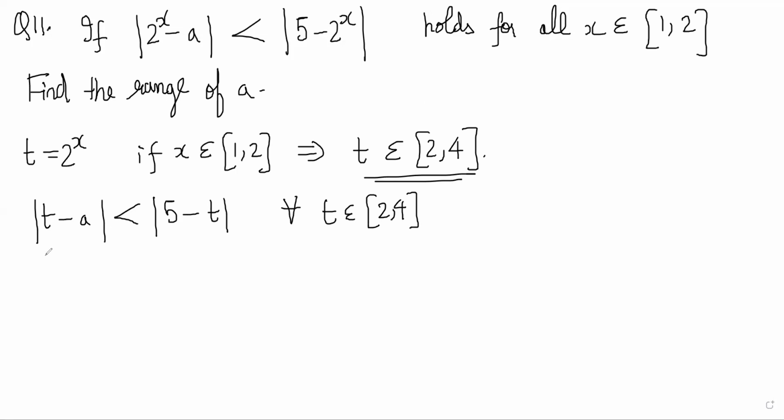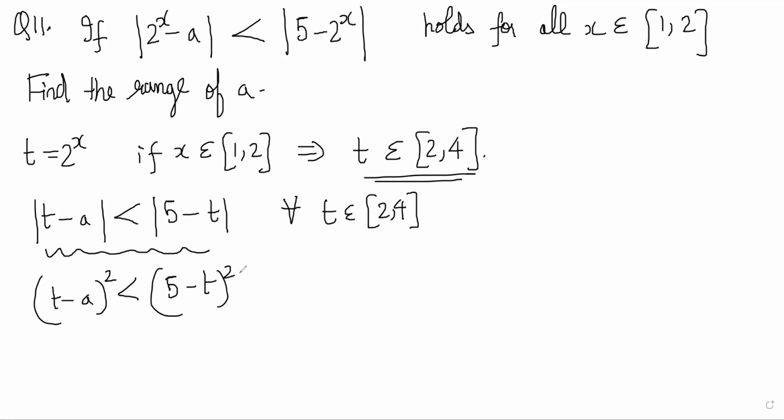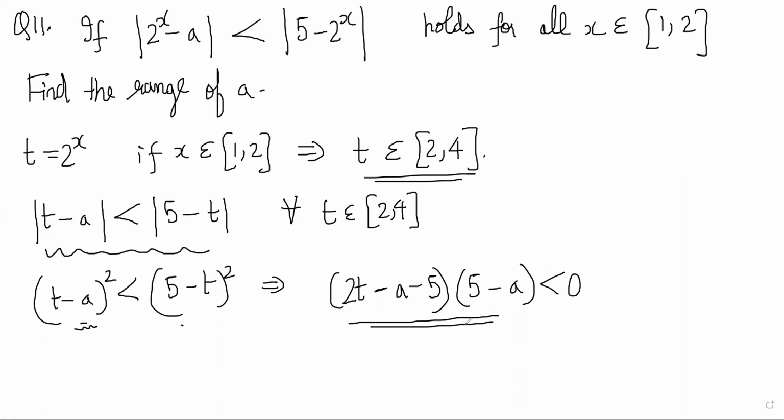Now, if t belongs to [2, 4] and we have this inequality, then obviously the square of this should be less than this. So (t - a)² is less than (5 - t)². If you simply bring it to one side and simplify, you will get this: (2t - a - 5)(5 - a) is less than 0, right? How did I get this? I got this by just applying the identity a² - b².